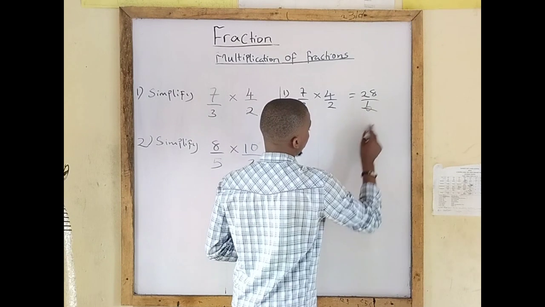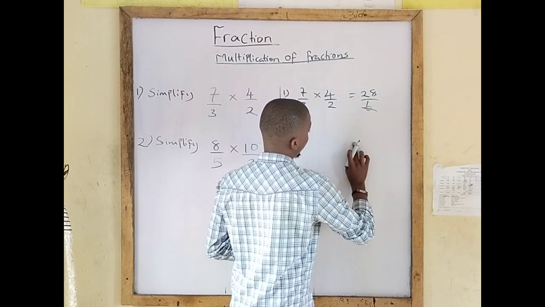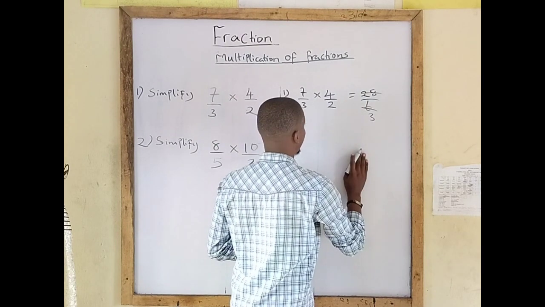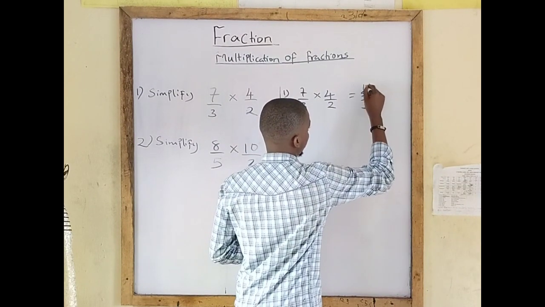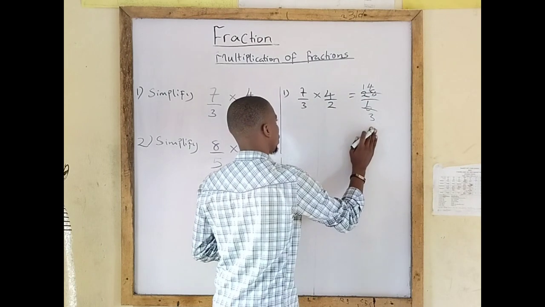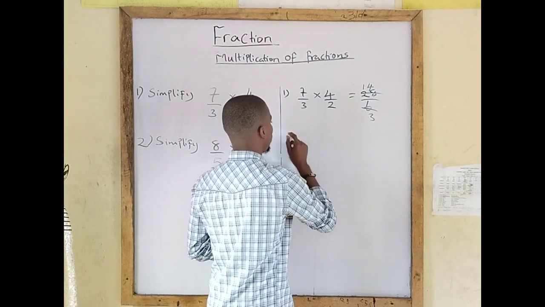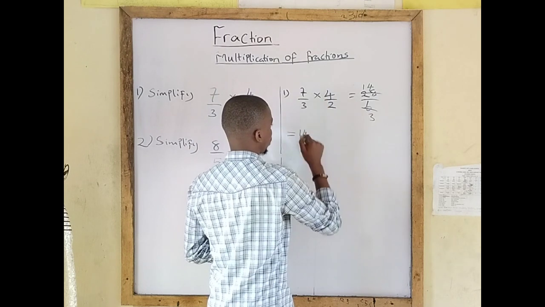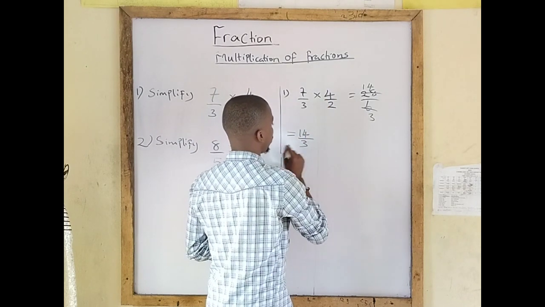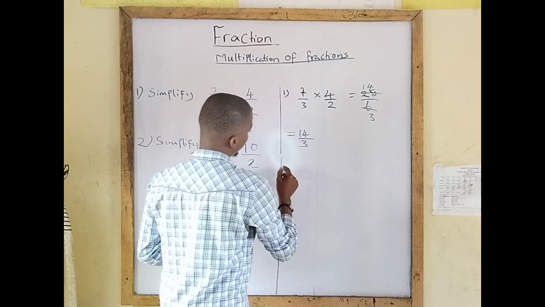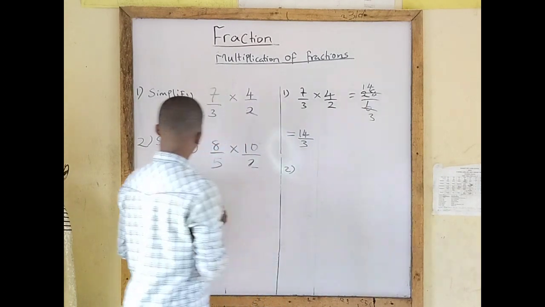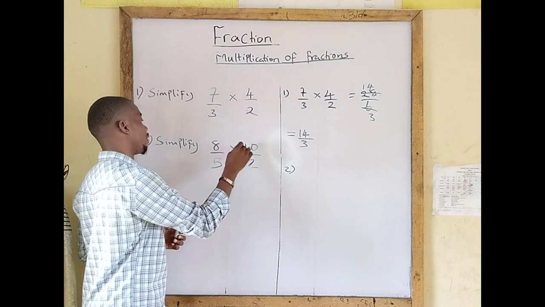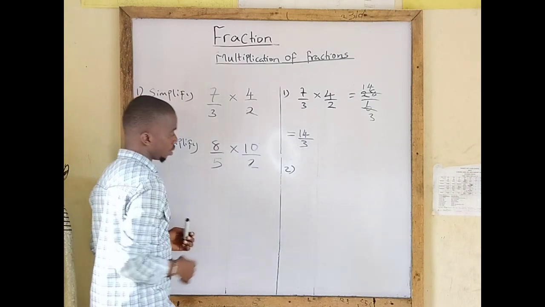2 will go into 6 3 times, and 2 will go into 28 14 times. At this point the fractions have no common factor, so the simplification of these fractions is equal to 14 all over 3. All right, so the next question is to simplify 8 all over 5 times 10 all over 2.